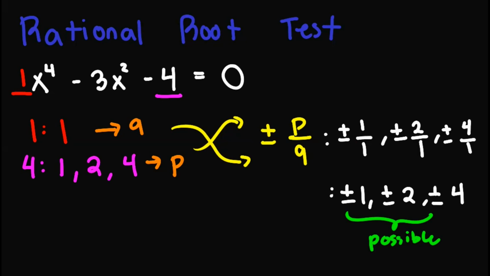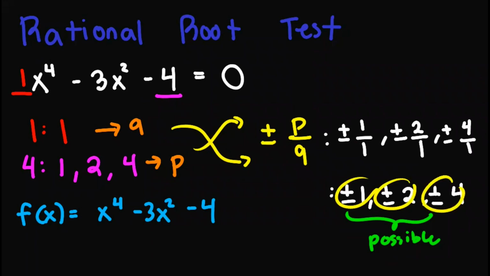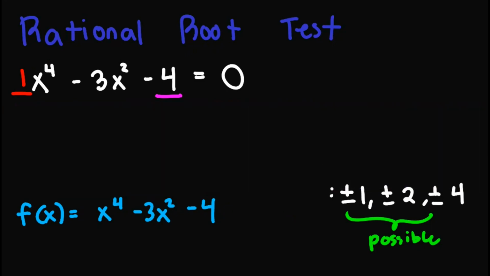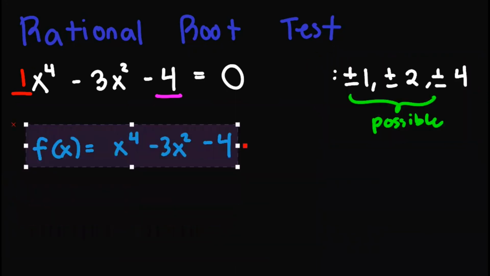Well, we can apply the remainder and the factor theorem. So by the remainder theorem, we can let this expression out here be f of x. We'll have f of x equals x raised to 4 minus 3x squared minus 4. What we do is we substitute each one of these out here, and if the outcome is 0 upon substitution, then we can conclude that that certain number is an actual rational root of this polynomial equation. So we'll do that one.